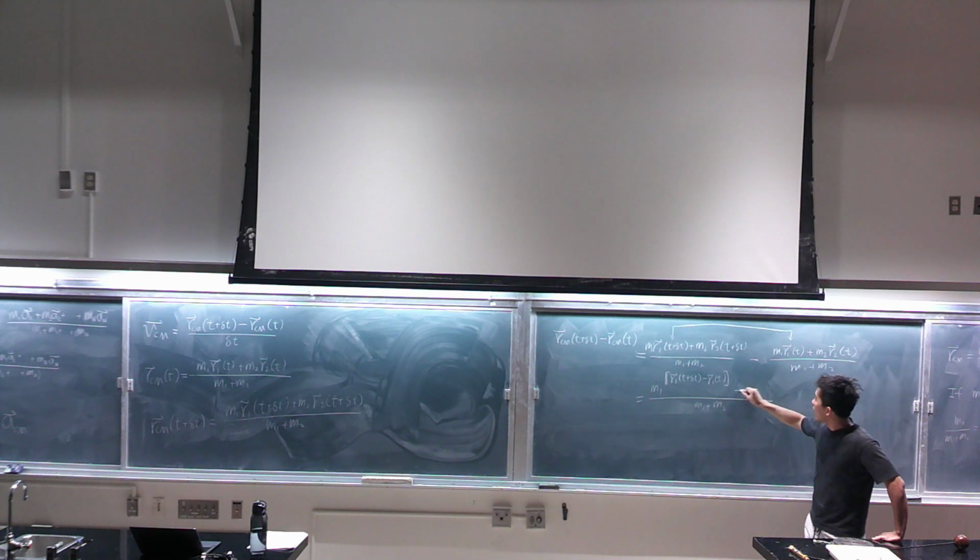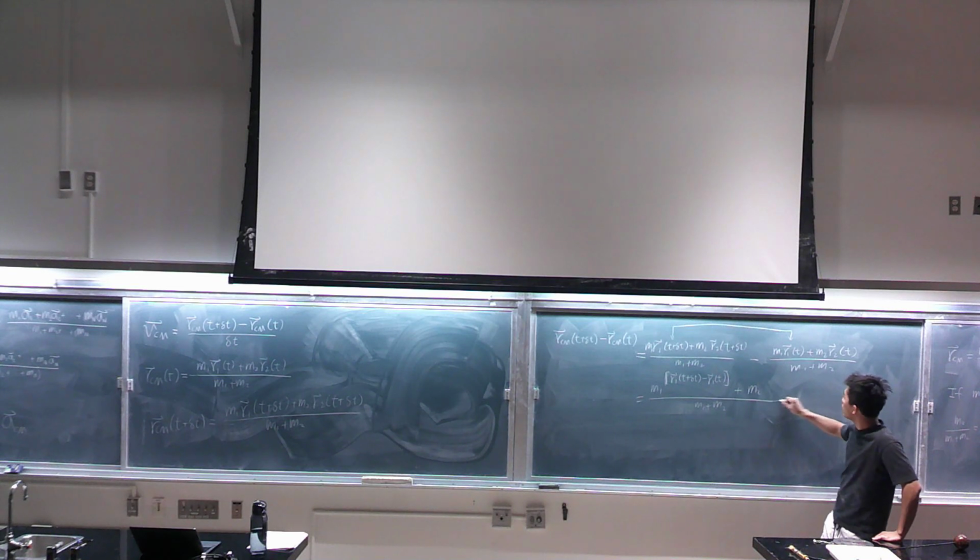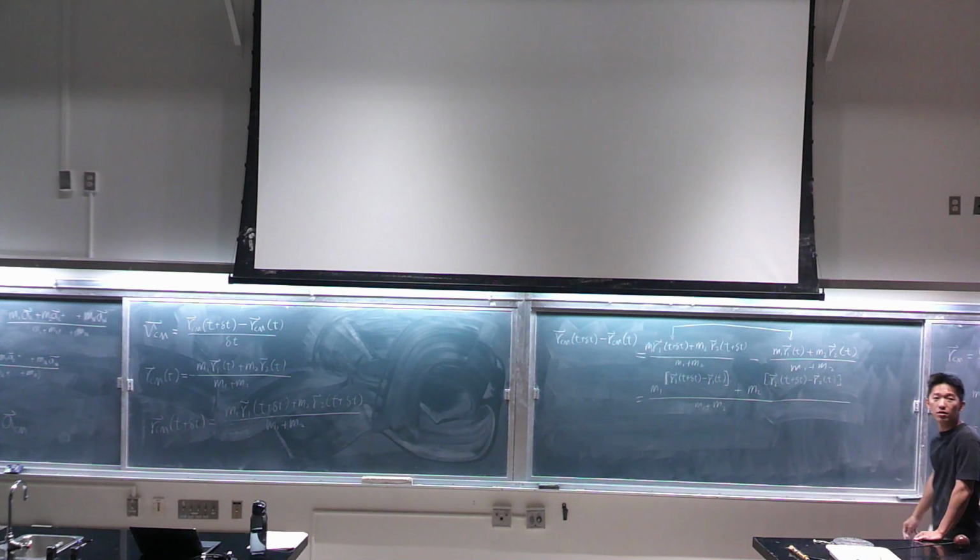And I need to add the same thing for m2. I can combine m2 and r2 with r2. So I get r2 at later time, subtracting the r2 right now, and multiplied by m2. Okay?